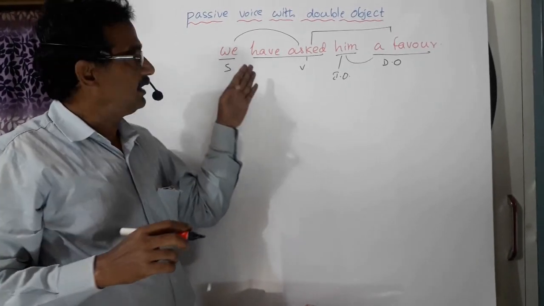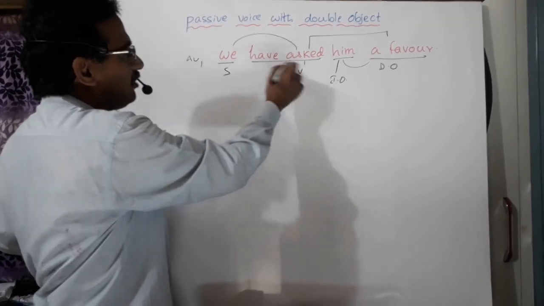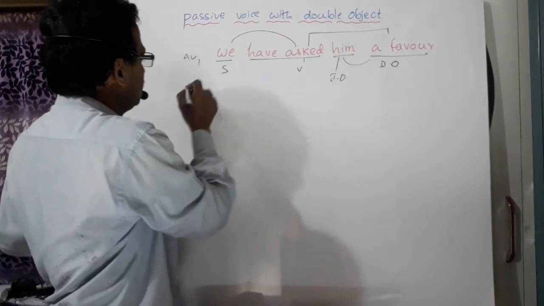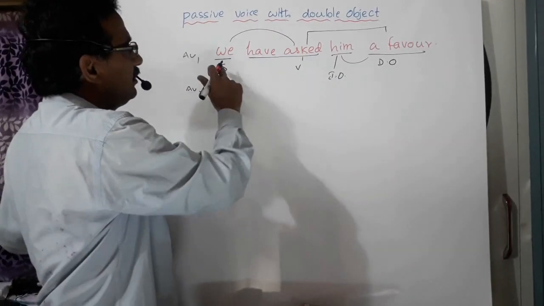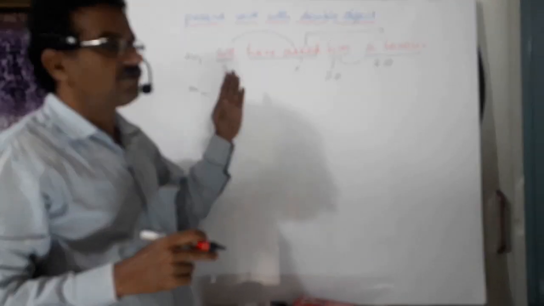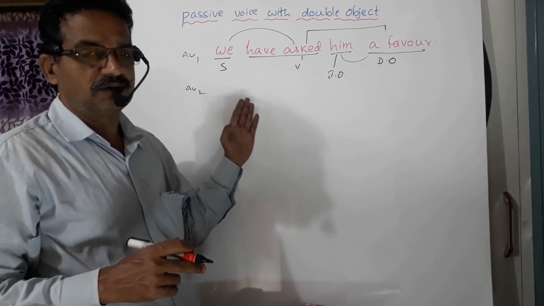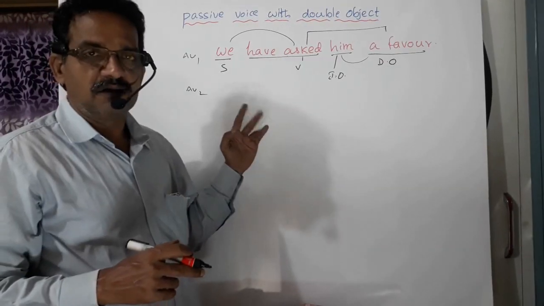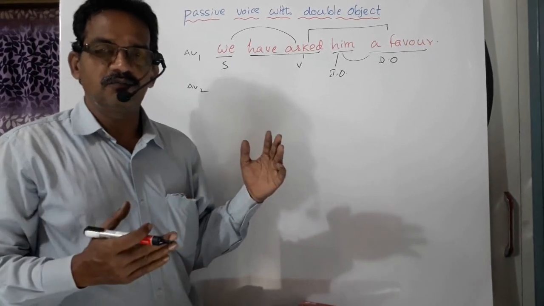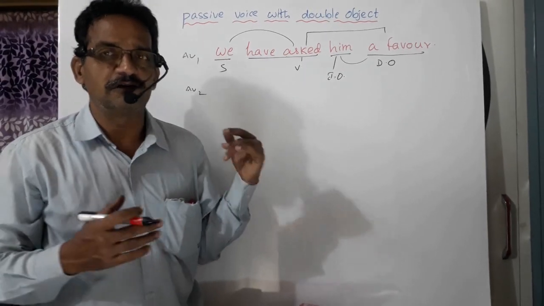So in active voice sentences, you can place the indirect object first and the direct object next: We have asked him a favor. And you can also write: We have asked a favor to him. This is another way of writing an affirmative active voice sentence. So when there are two active voice sentences, the passive voice can also be with two sentences, and how they can be changed, today we are going to learn.